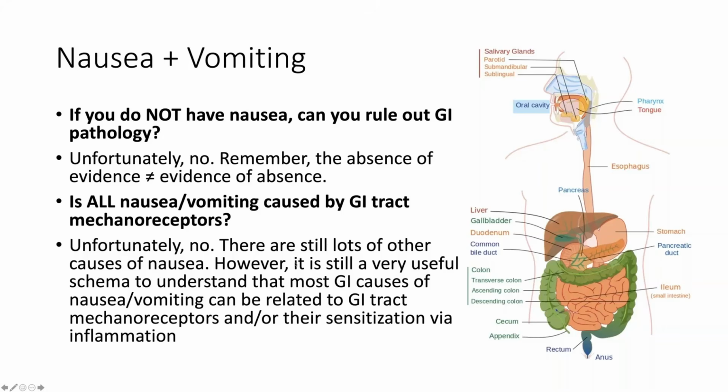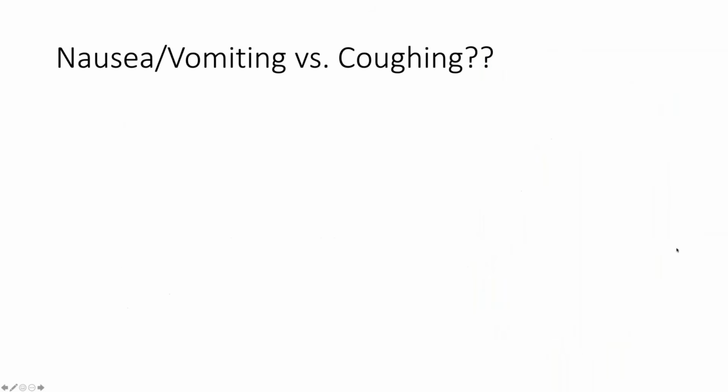However, I still think it's important to think about because a lot of the causes, particularly the causes that you're going to see on your test, and honestly in real life too, are going to be GI related. And when someone comes in with nausea and vomiting, the first thing that everyone's going to think about is GI, whether it's true or not. So it's a good way to schematize it in your head to know how to approach it. All right, so now we're going to tie this to coughing.